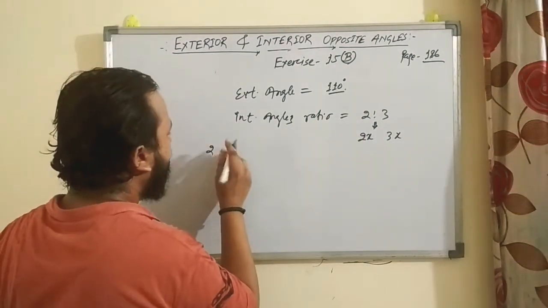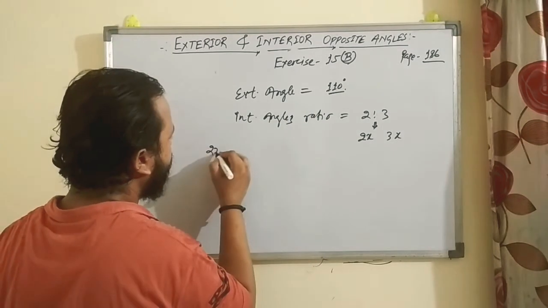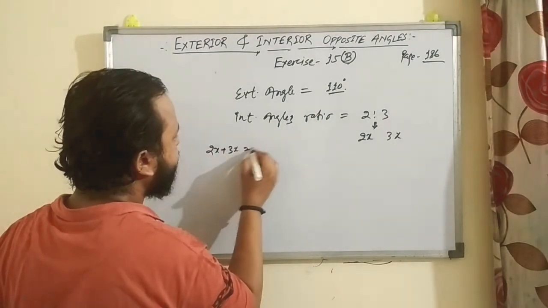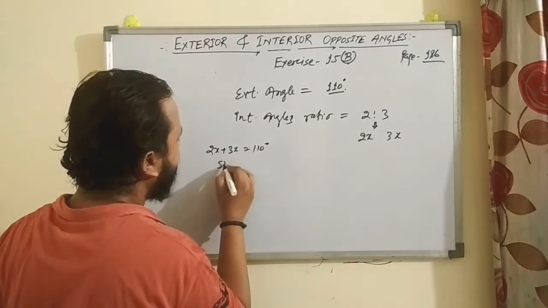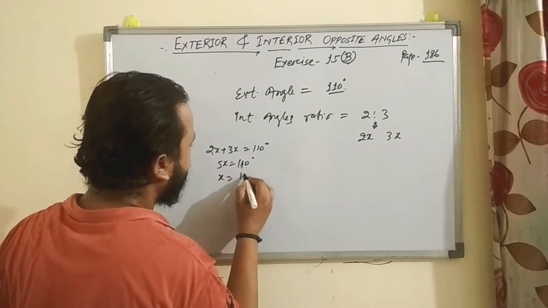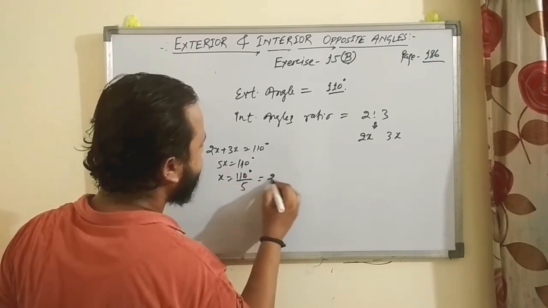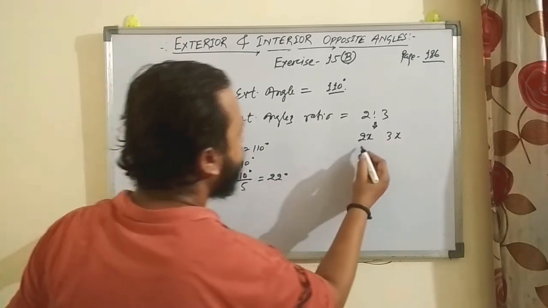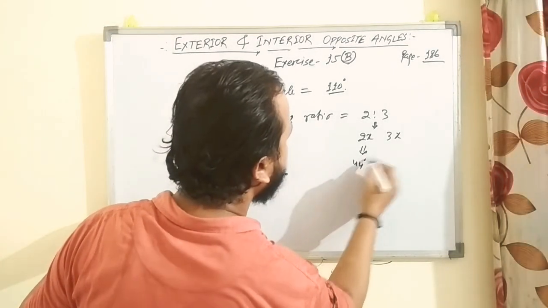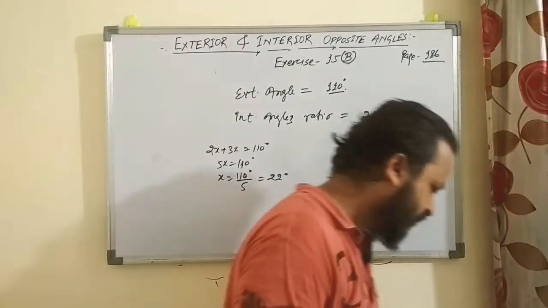So the sum of these angles must be equal to 110 degrees. So 2x plus 3x is equal to 110 degrees. So 5x is equal to 110 degrees. So x is equal to 110 degrees divided by 5, that must be equal to 22 degrees. So 2x is equal to 44 degrees and 3x is equal to 66 degrees, right?